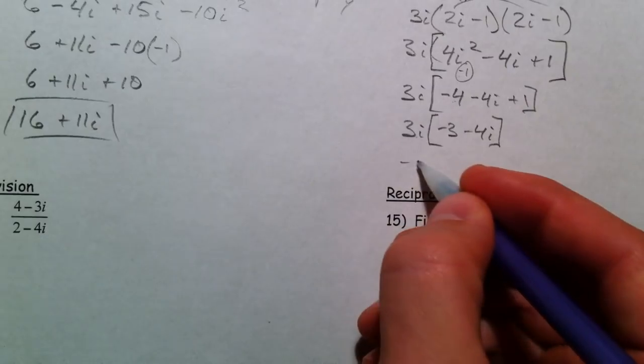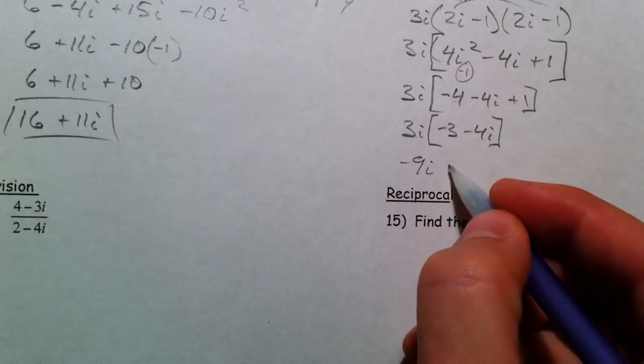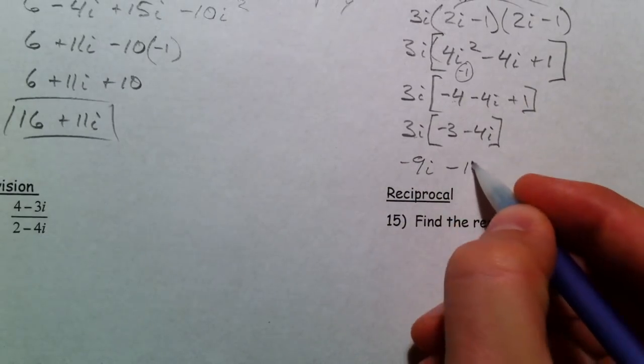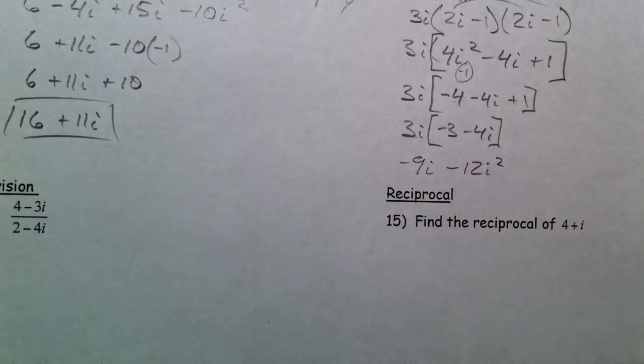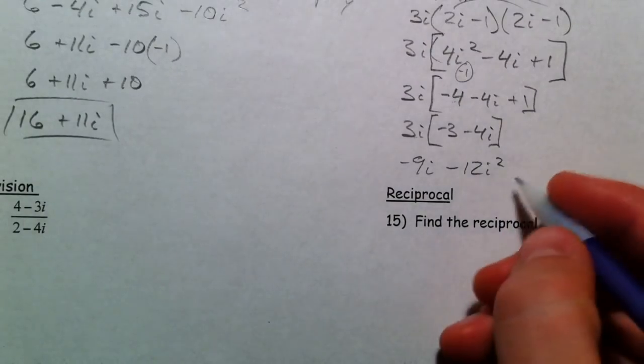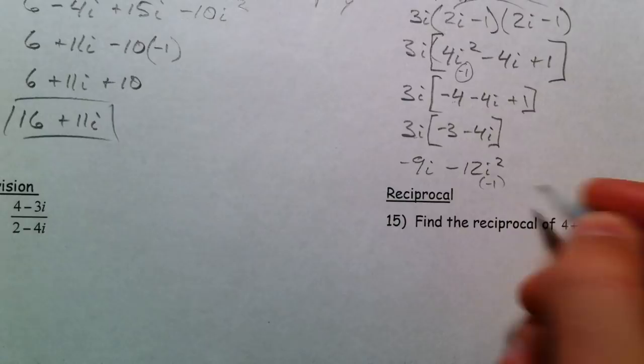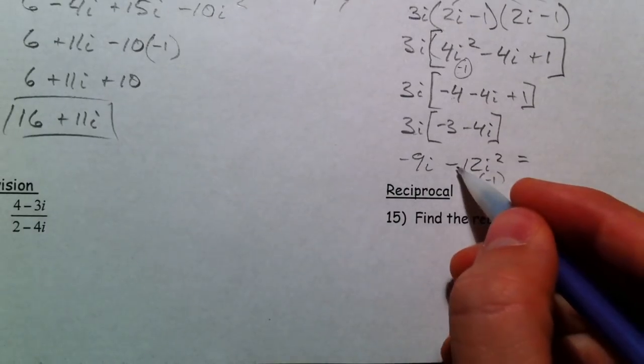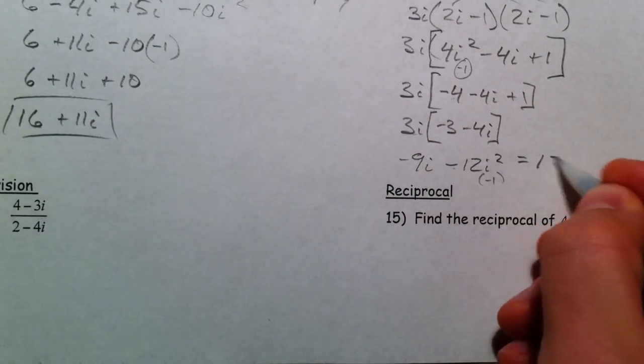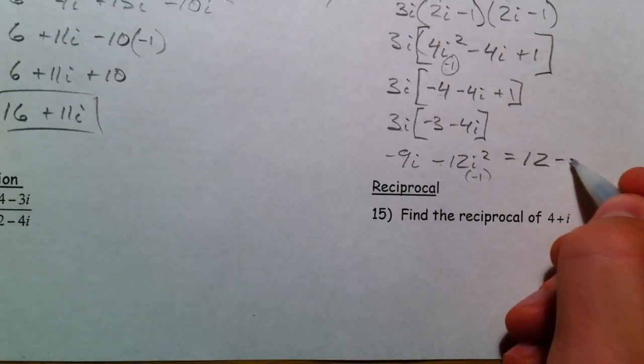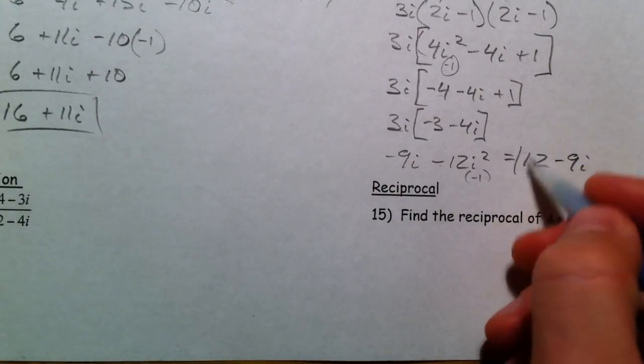Negative 3 times 3, negative 9i minus 12i squared. And then we take into account that i squared is negative 1 again. And so negative 12 and negative 1 make a positive 12 minus 9i.